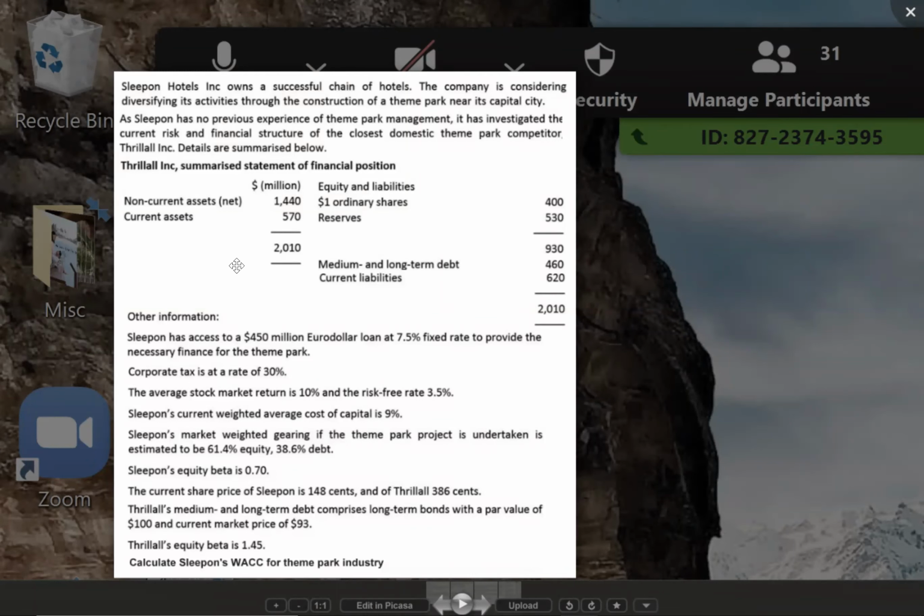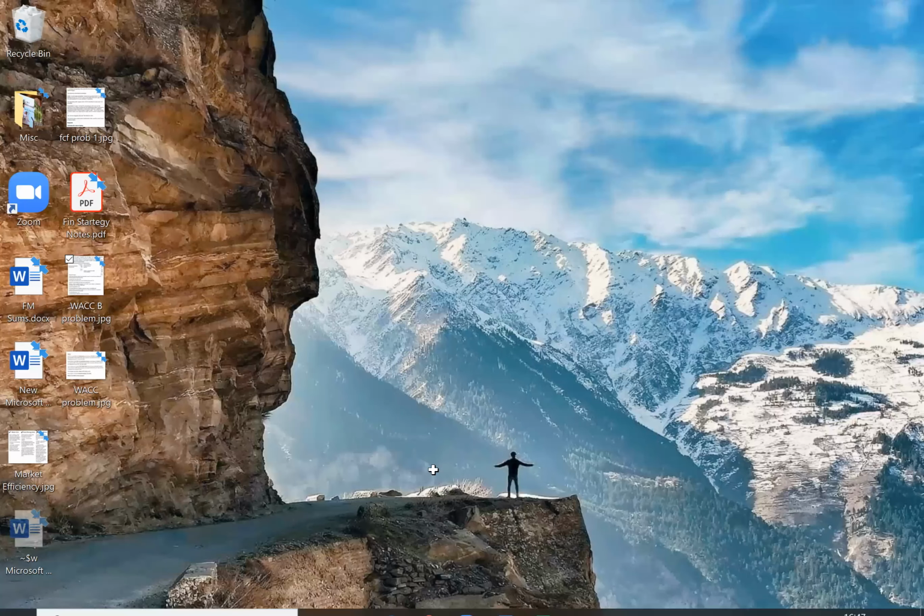Current share price of Sleep-On is 148 cents and that of Trilal is 386 cents. So that is $1.48 and $3.86. Trilal's medium and long-term debt comprises long-term bonds with a par value of $100, but the current price of $93. And Trilal's equity beta, the competitor's equity beta, is 1.45. Calculate Sleep-On's WACC for the theme park industry. Okay. So what is the problem over here? Can someone tell me? What is not given?